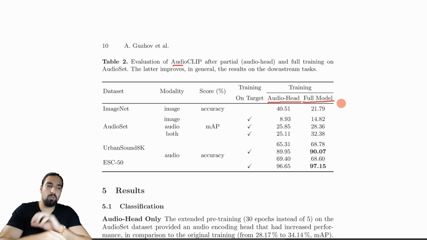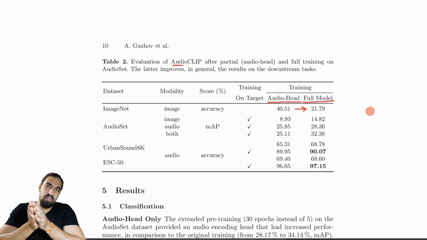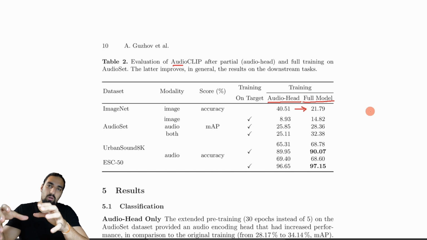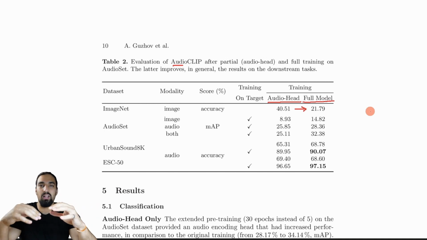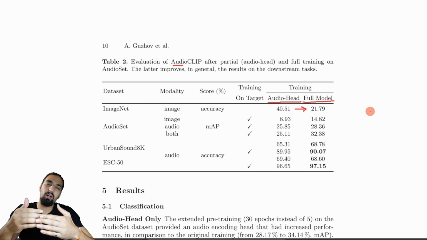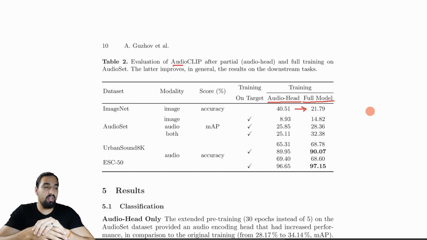And the full model is where you jointly train all of the three heads. And we can see on ImageNet, the performance actually goes down, which makes sense if you think about it, because the ESResNeXt was initialized with ImageNet weights. And the more you fine-tune it jointly with the other heads, the more the model forgets those initial ImageNet weights, and the worse its performance gets on the ImageNet dataset.